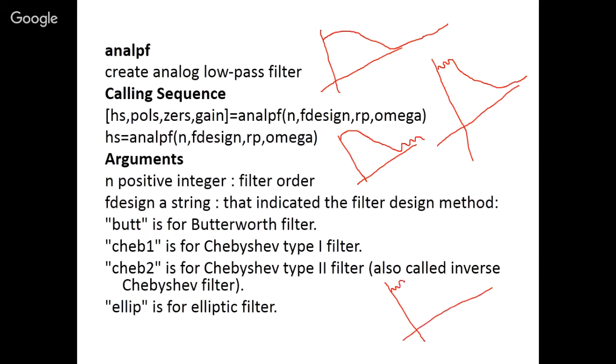So in a similar way we have to give the values also. So these are the 4 filter responses. One is your Butterworth, another is your Chebyshev 1, this is Chebyshev 2, and this is your elliptic, right? So accordingly, you have to give the name. RP is the ripple and omega is the frequency. So this is just the structure of the command analpf.